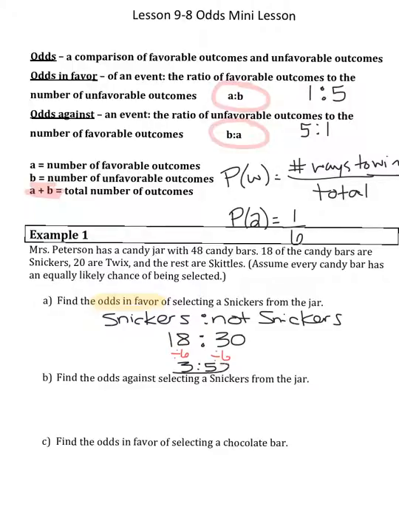The odds in favor of picking a Snickers are 3 to 5. Basically, for every 3 Snickers bars in the jar, there are 5 candy bars that are not Snickers. Okay, let's try another one.